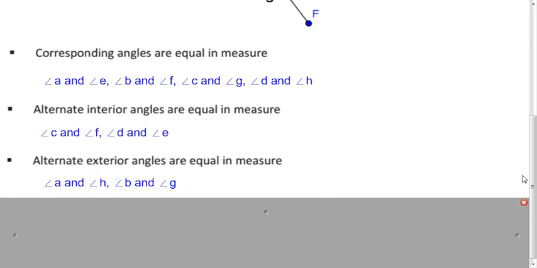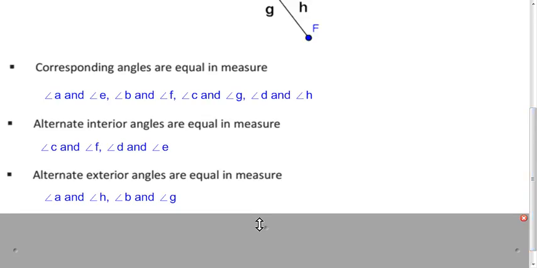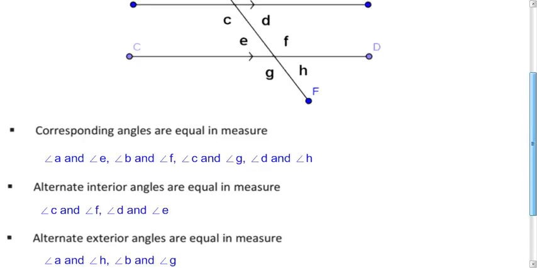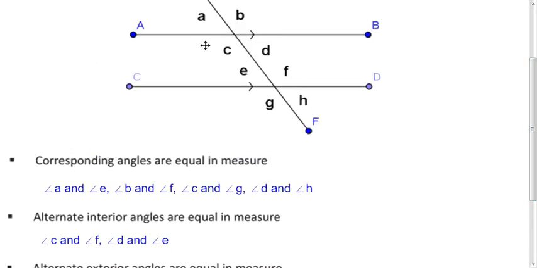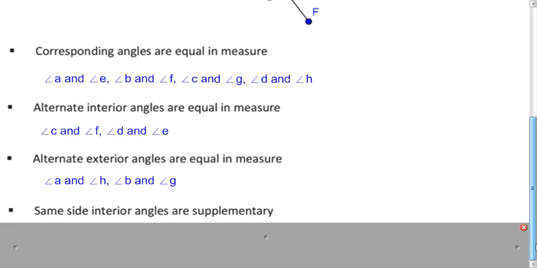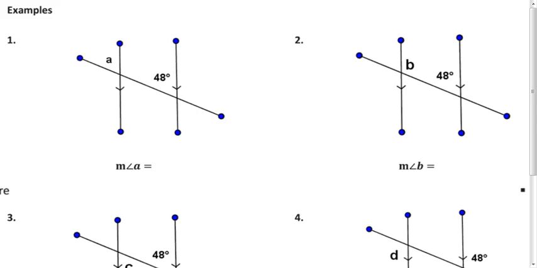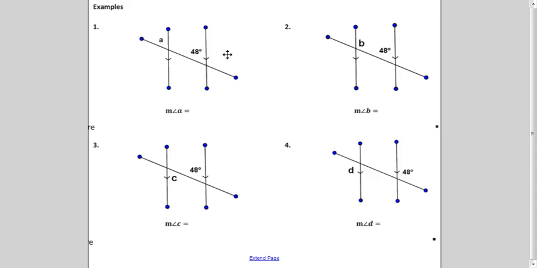Now be careful. The last pairs are not congruent. They are supplementary. Same side interior angles. So same side interior would be D and F and C and E. Now they could have the same measure, and when does that happen? That only happens exactly when they are both 90 degrees. So here are a few examples. I want you to look at them and think about which angle pair we have, and then what the measurement of the missing angle must be.